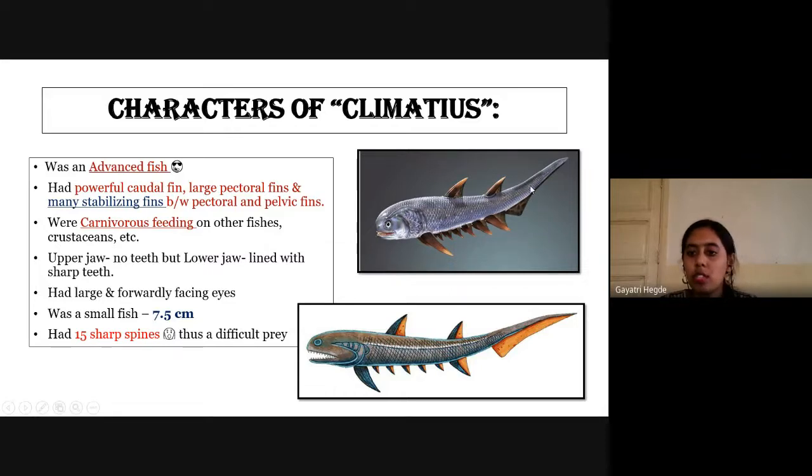So how does this fish appear? ठीक है, body shape पहले describe करने का. ठीक है, it is spindle shape. I can see a nice very big caudal fin, very big pectoral fins. Then remember, हाँ इसके बीच में भी है ना. So there are many stabilizing fins which are present. Okay, and I can see some eyes over here which are forwardly facing. I can see a mouth which is lined with upper jaw and lower jaw. But the difference is what, upper jaw में teeth नहीं होता है, lower jaw में teeth होता है. ठीक है? And you can estimate the size. What is the size? It was a small fish measuring about 7.5 centimeters.